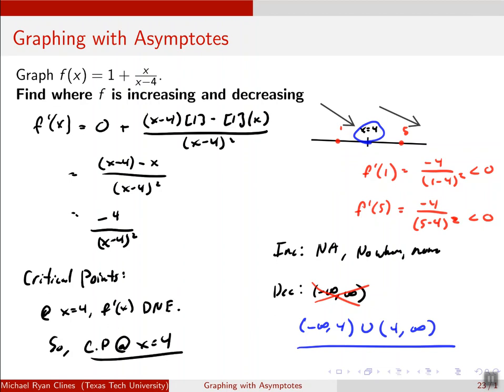So we took the derivative, found our critical points, tested the intervals, and determined where we were increasing, which was nowhere, and then where we were decreasing, which is everywhere but the number 4. All right? So that's how we've determined where f is increasing or decreasing. Okay, let's go on to the next part.